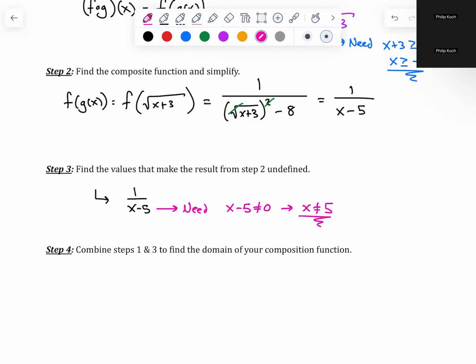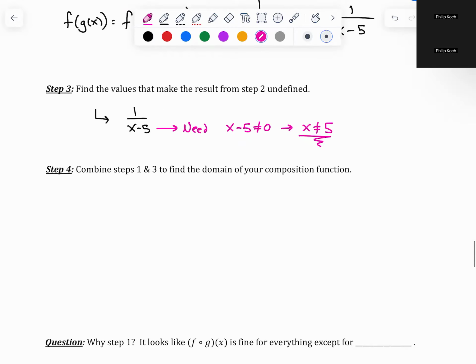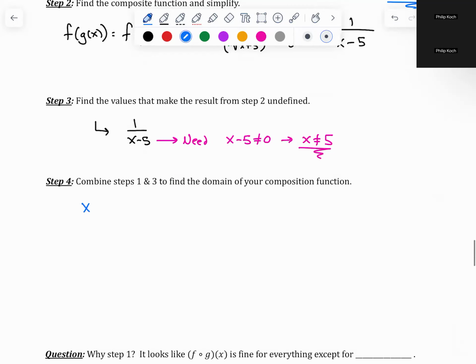So the last step before we finish is to combine steps 1 and 3 to find the domain of our function. From up above in blue, we need x greater than or equal to -3, and we need x to not equal 5. So we can draw a number line for this situation. If it helps, here's -3, here's 5. We have to pluck out 5, and we have to do everything greater than or equal to -3. So we just need to make sure we pluck out that value.